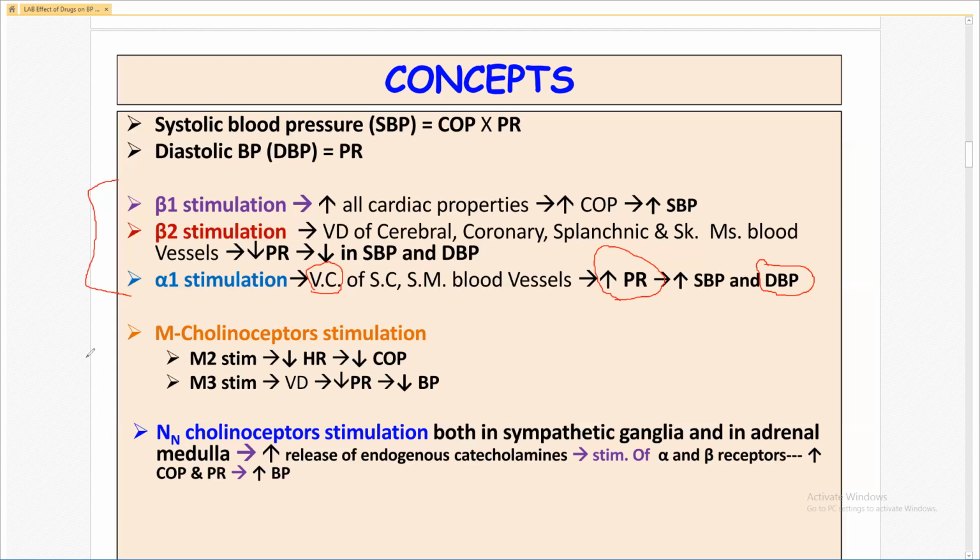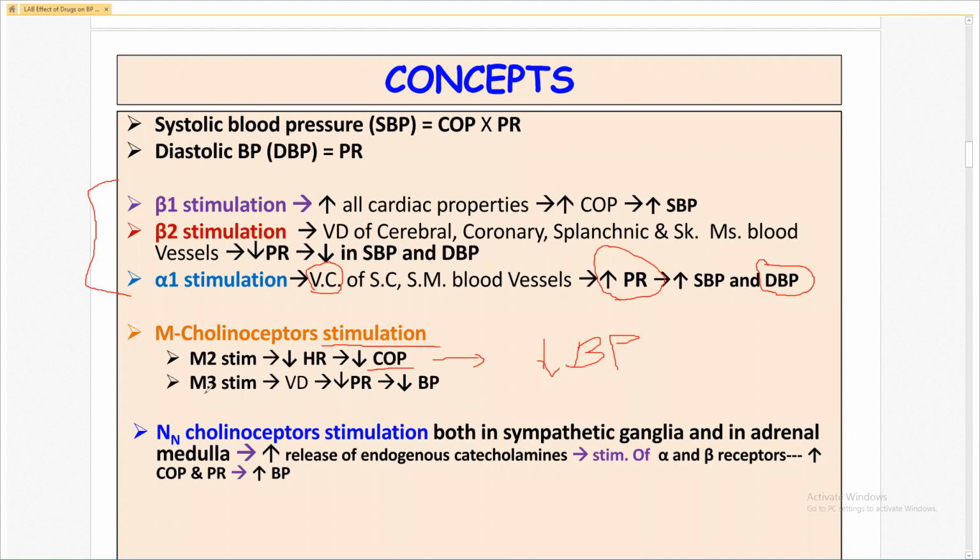Cholinergic receptor stimulation. Muscarinic stimulation. M2 muscarinic receptor is available in the heart muscle, and stimulation, it is not inhibition. Stimulation of the muscarinic receptor results in decrease in the heart rate and decrease in cardiac output, and decrease in cardiac output leads to decrease in blood pressure.